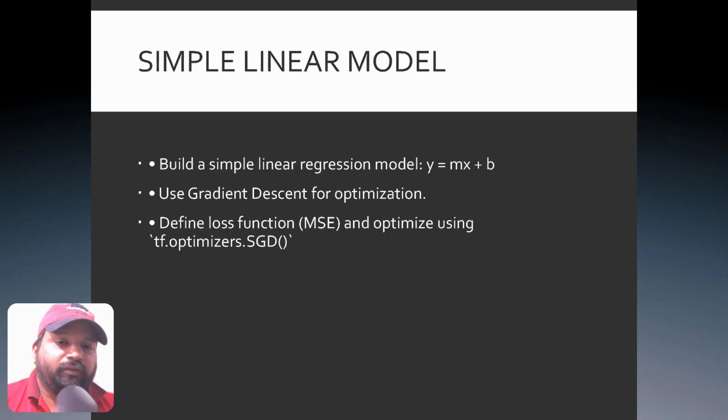Okay. So now it's time to create a simple linear model. How will we create a simple linear model using TensorFlow? In regression, we have used a simple line equation, that is y = mx + c. And we have used gradient descent for optimization. We will use mean square error as the loss function, and we will use stochastic gradient descent as the optimizer.